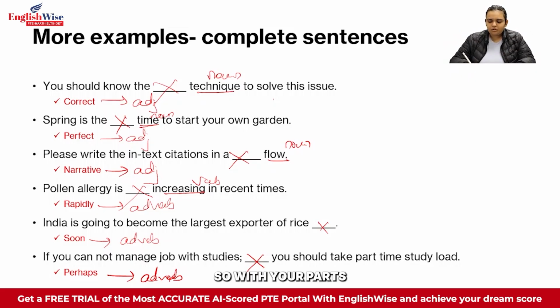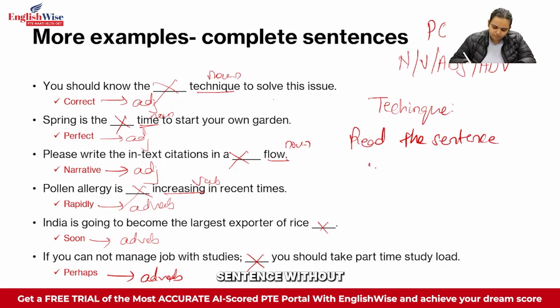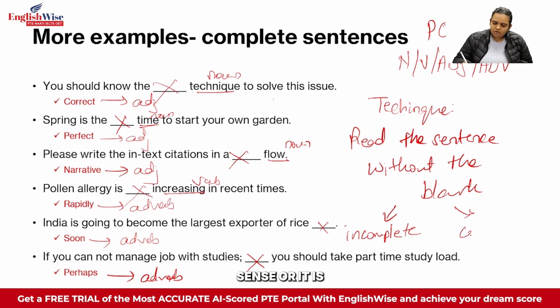With your parts of speech, you already know what is a noun, verb, adjective, or an adverb very well now. Your technique. Guys, please don't forget your technique. Your technique is to read the sentence without the blank, and then you have to find out whether it is incomplete or it doesn't make sense, or it is complete and it does make sense. So neither of the two cases.